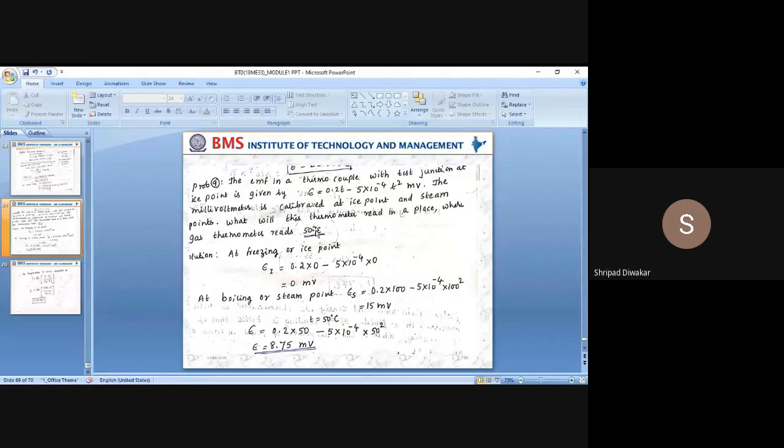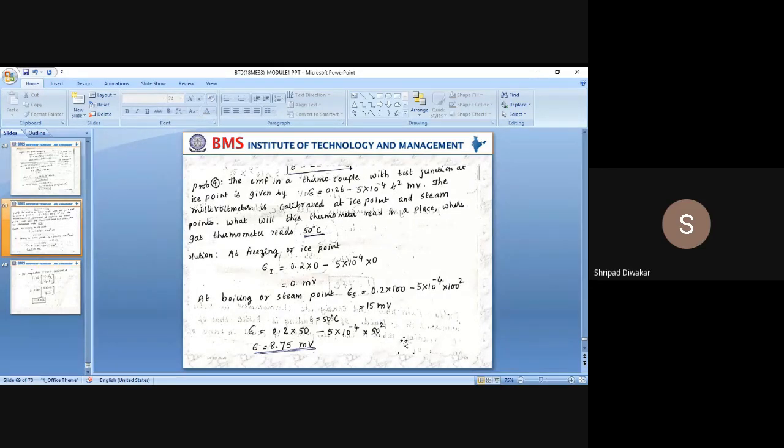Whatever epsilon we got is with reference to the ice point and steam point, but in the problem they have given 50 degrees Celsius. So we have to find the thermometric property at this temperature also. So epsilon equals 0.2 into 50 minus 5 into 10 to the power of minus 4 into 50 square. So epsilon equals 8.75 millivolts.